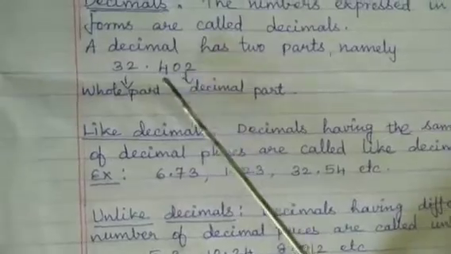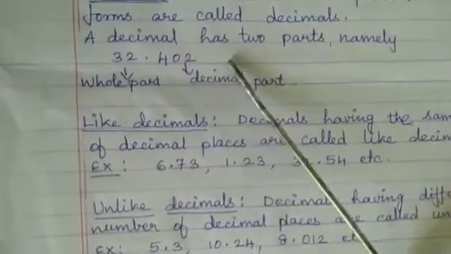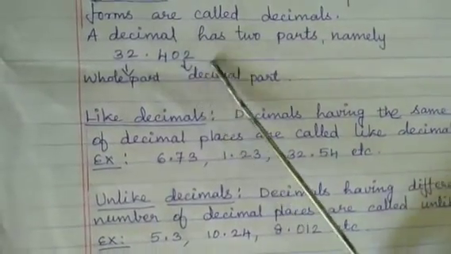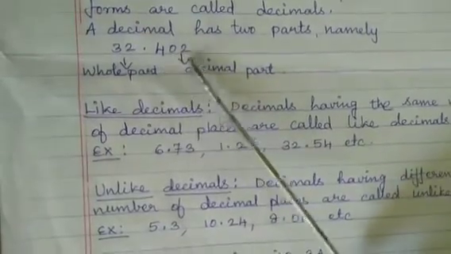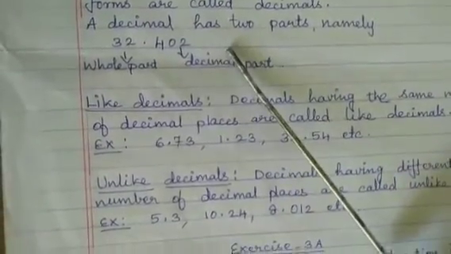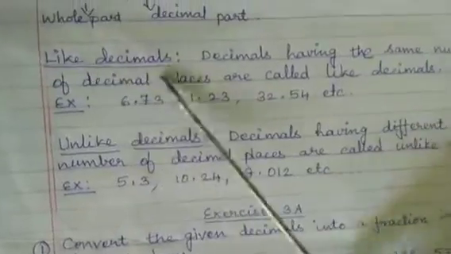After the decimal point we have to say the numbers one by one. That is 4, 0, 2. No one will say it like four hundred two. That is a wrong pronunciation. Now come to the types of decimals.